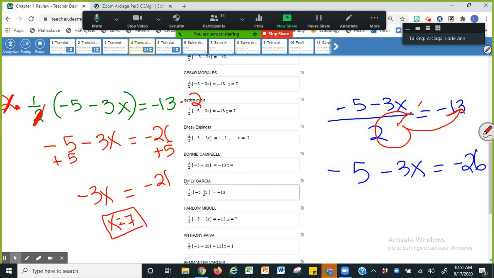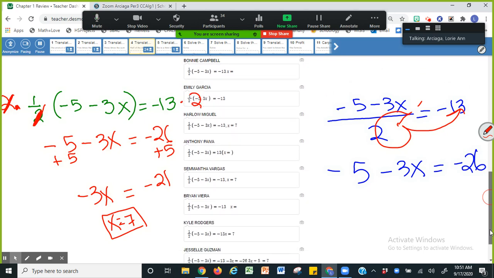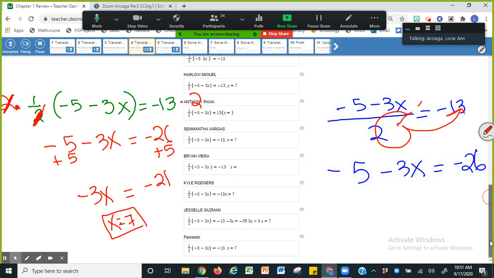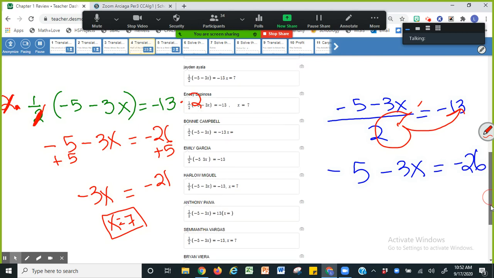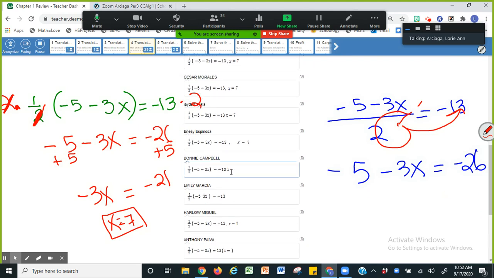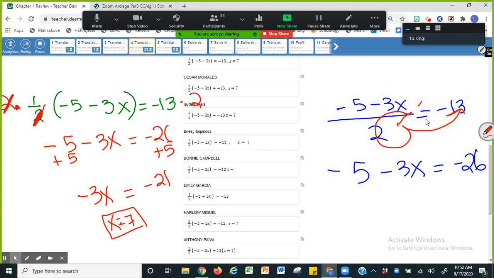Don't forget the sign in between -5 and 3x, Emily. Okay, nice show of work, Giselle. Bonnie, just be careful with your use of equal sign. There you go. Just maybe put more space in between that. There we go. I'm gonna clear the ink so we can move on. We got x is equal to 7, ladies and gentlemen. X is equal to 7. Nice show of equations, guys.